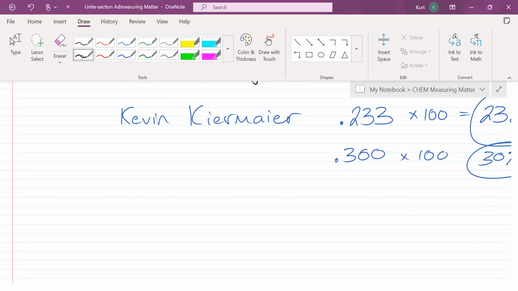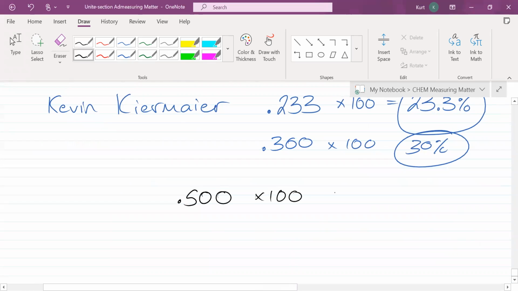If you ever heard the term in sports, oh, their record is .500. That's their winning record. You multiply that by 100, that's going to be 50%. They've won 50% of their games. That's what they mean by, oh, their record is .500.